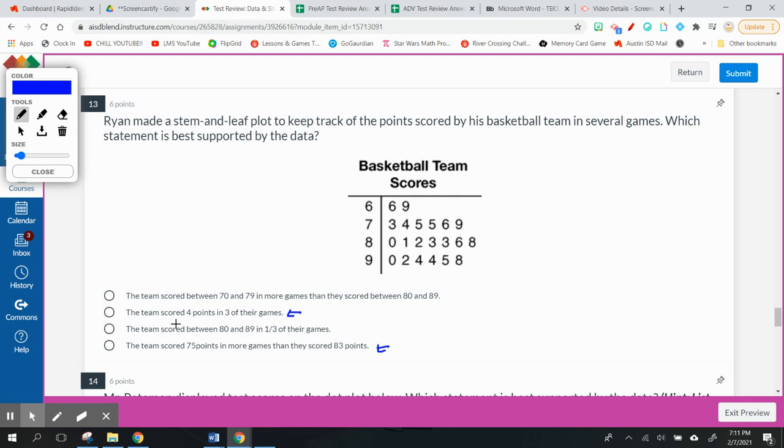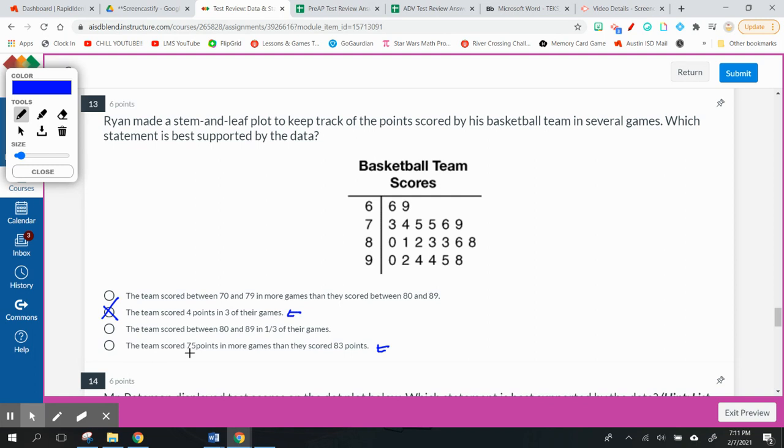The team scored 4 points in 3 of their games. Let's remember how we read a stem and leaf plot. We've got our 10s and our 1s. So this would read like 66. This would read as 69, 73, and so on. Did they ever score 4 points? Not according to this. It looks like their lowest score was 66. So I would say that one is totally bogus, and it did not take much for us to disprove it.